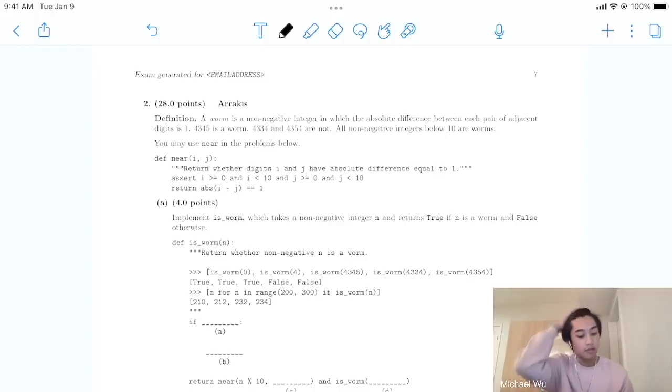Okay, so problem 2 starts off with a definition that a worm is a non-negative integer in which the absolute difference between each pair of adjacent digits is 1. So 4, 3, 4, 5 is a worm, but 4, 3, 3, 4 and 4, 3, 5, 4 are both not worms. And also all non-negative integers below 10 are worms. And it says that you may use near in the problems below, which basically just compares two digits and tells us if they have an absolute difference equal to 1.